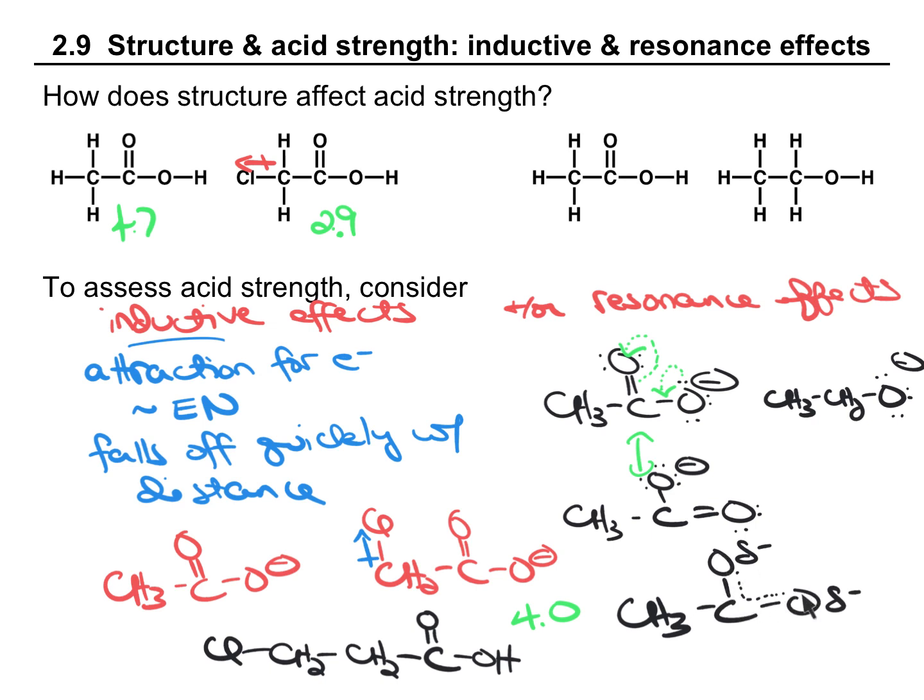So while here, this negative charge is concentrated on one oxygen, that same negative charge is spread out along two oxygens. The more we can spread out our charge, the more stable this species is going to be. The more stable this is, the easier it is to form, which means this is our stronger acid, much stronger than this one. Here are pKa values. This is still 4.7, and this one, ethanol, has a pKa of 16. So definitely a weaker acid. This is the stronger acid because of resonance.